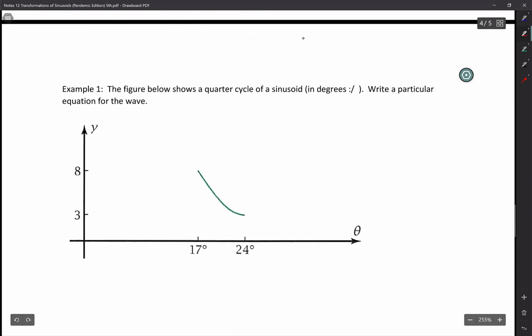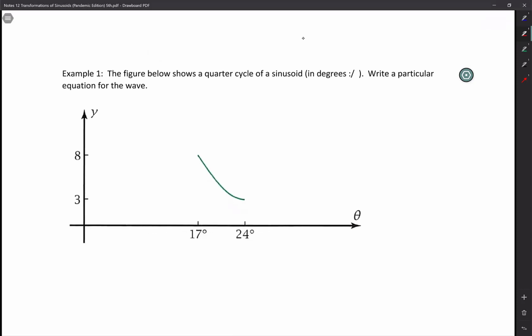All right, so now that we're done with that, hopefully that helped. Did that help you understand the transformations a little bit or no? Okay, so here we go.